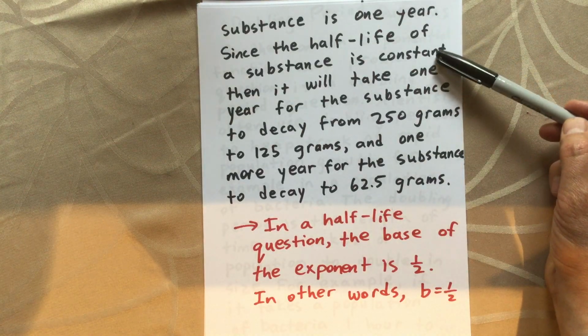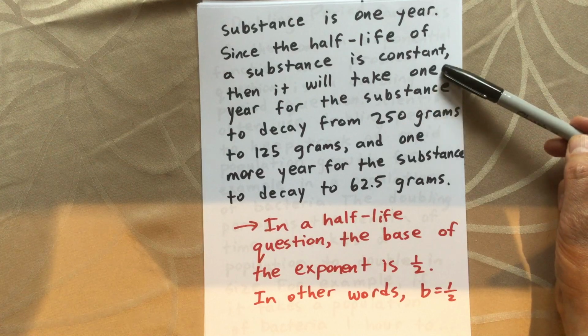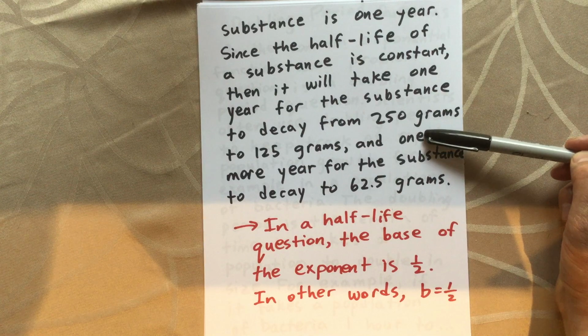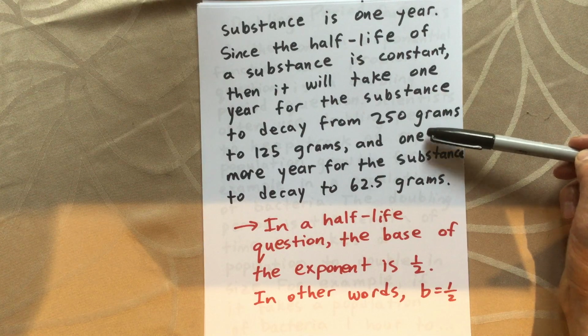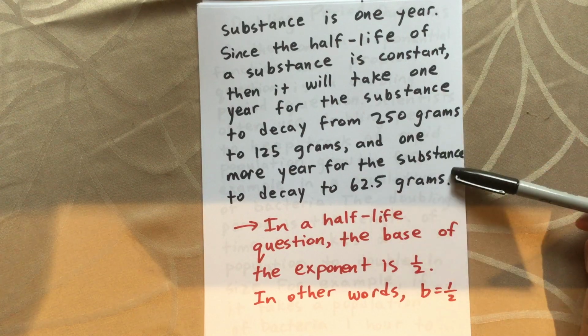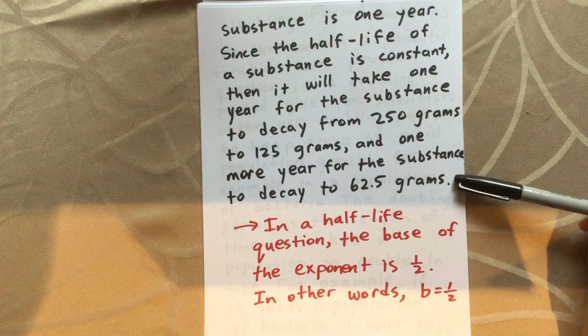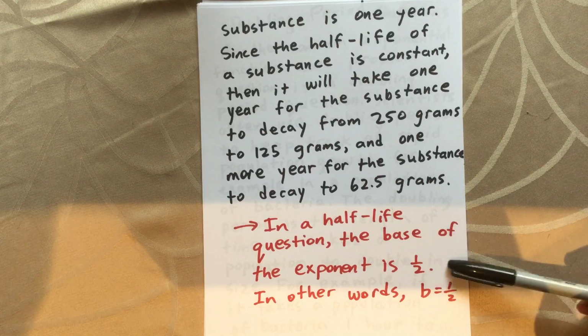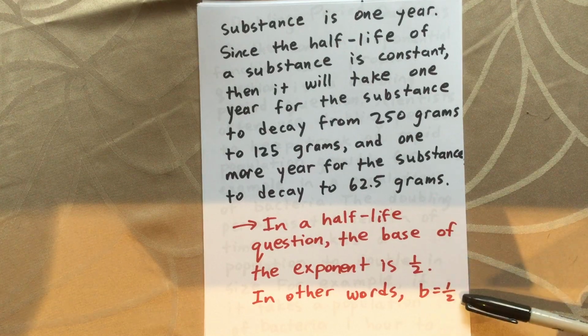Since the half-life of a substance is constant, it will take 1 more year for the substance to decay from 250 grams to 125 grams, and 1 more year for the substance to decay to 62.5 grams, and that will go on infinitely. So in a half-life question, the base of the exponent is 1/2. In other words, B equals 1/2.